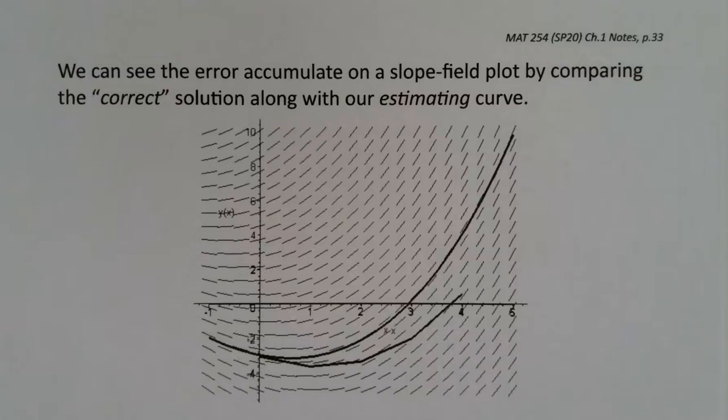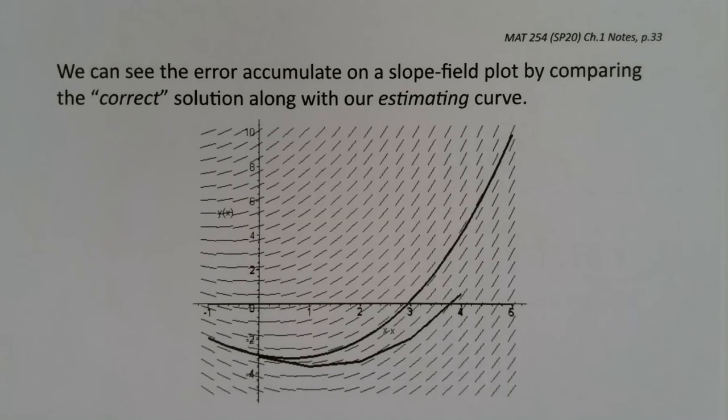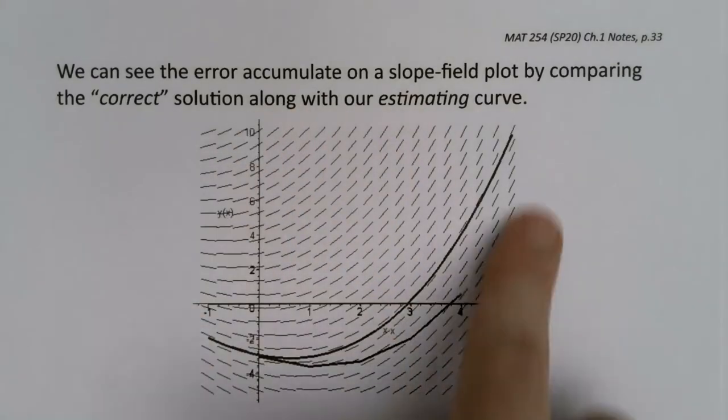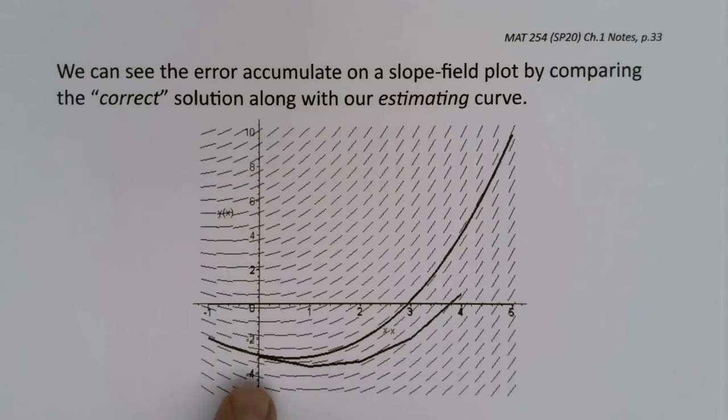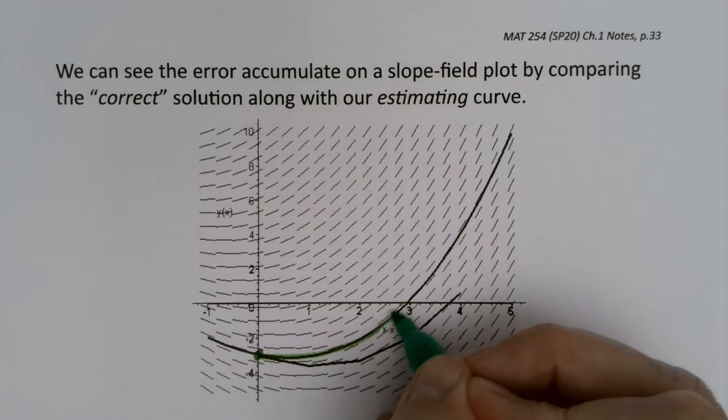Now that we've had a chance to take a look at Euler's method and see how it works, and we have a sense of the error that can accumulate as we take steps, it's helpful to visualize what's going on. What we have here is a picture of the slope field for our differential equation. If we started here at our initial condition of (0, -3), this curve right here, you can see, obeys the slope field completely.